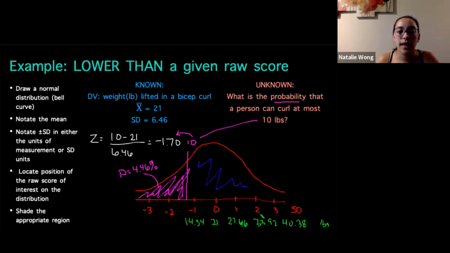Okay, the area is 4.46% or 0.0446 if you're using probability versus percentage. Either one is an acceptable answer.